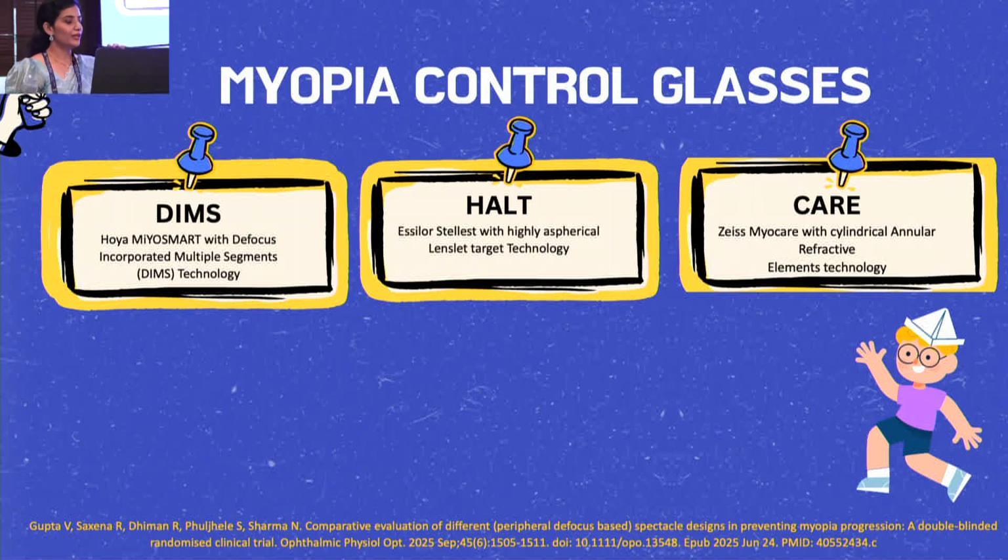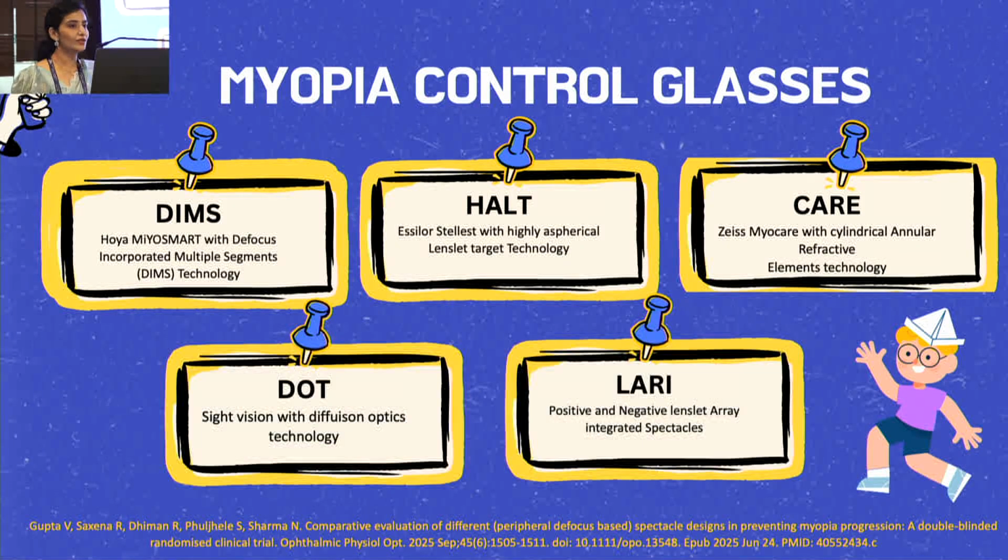So coming to the myopia control glasses, from 2018 onwards we have had various myopia control glasses like the DIMS, which is commercialized as Hoya MyoSmart. The HALT lenses, these are by the SLR group, and the CARE is by the Zeiss MyoCare. And we have newer technologies and newer myopia control glasses such as DOT, that is, single vision with diffusion optics technology, and the Larry lenses, a very recent one in 2024, where there are positive and negative lenslet array integrated spectacles. So let's look at them one by one.